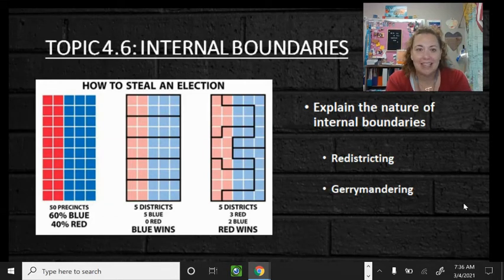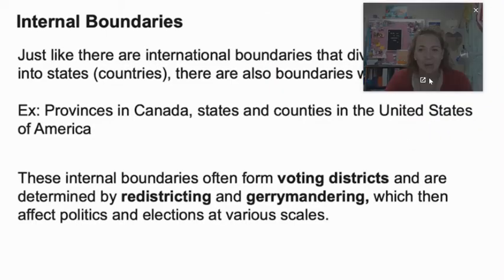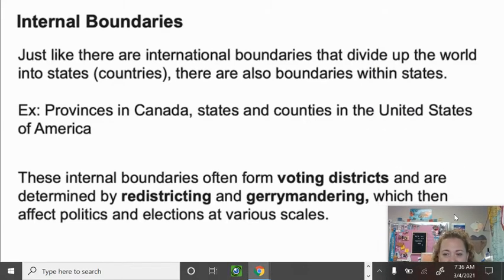Topic 4.6, internal boundaries, aka gerrymandering. We're going to go over this real quick in reference to the simulation that you did in class. From the standard, if you can walk away understanding what redistricting means and then what actual gerrymandering is, you'll be in good shape.